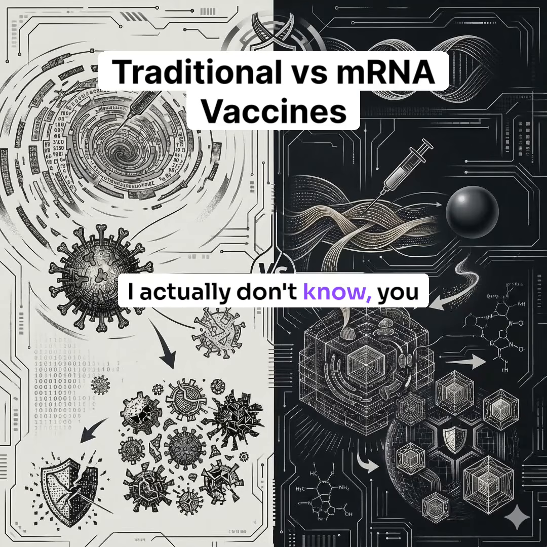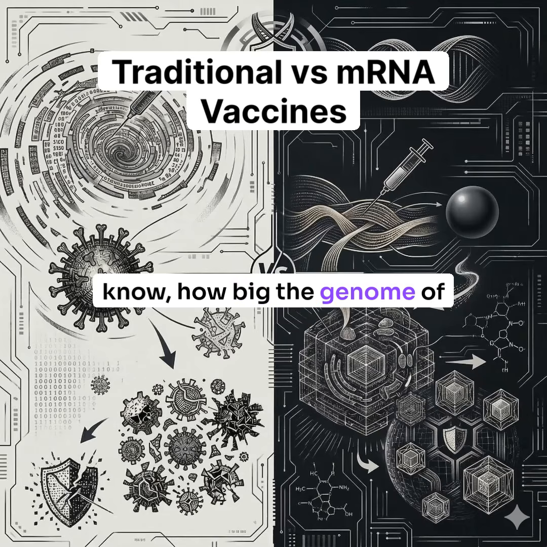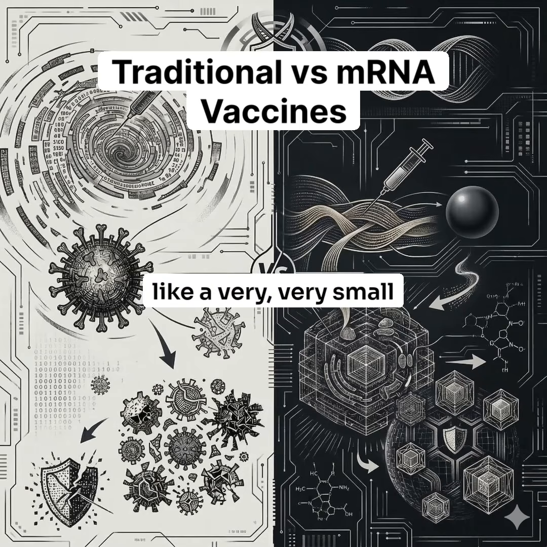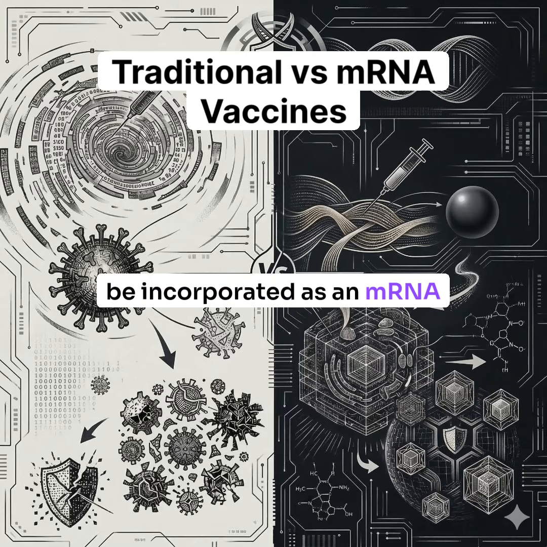I actually don't know how big the genome of these viruses are, but basically you're looking at a very, very small portion of the virus. Only the relevant sequence of the virus that's going to be incorporated as an mRNA vaccine. And if you think about it that way, do you really want an entire genome of a virus in your body versus just a small piece?